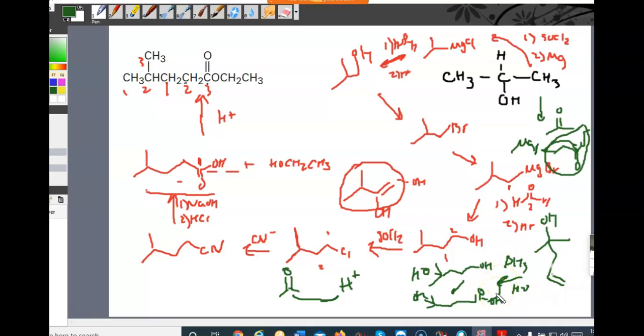Yeah, I mean, this was the only way I thought of the route because of these issues. You're going to get a lot of the same functional groups, but it's good that you guys are thinking like this.